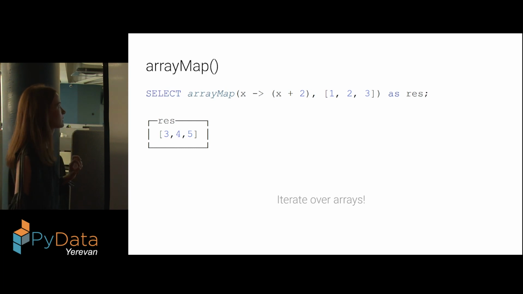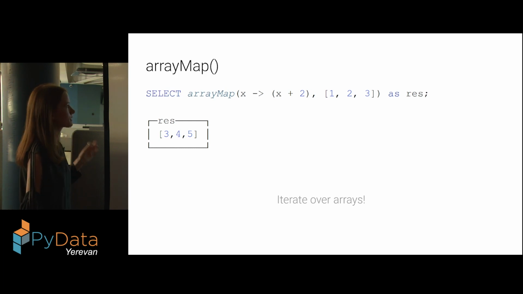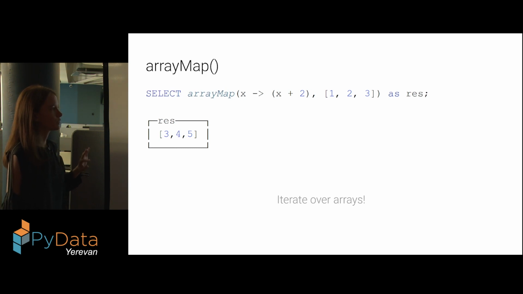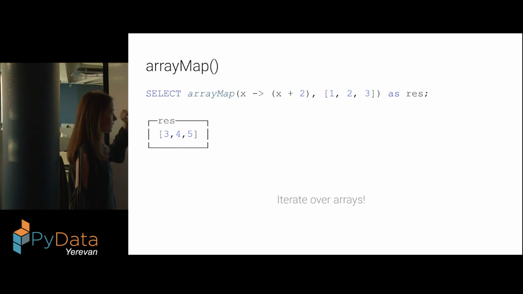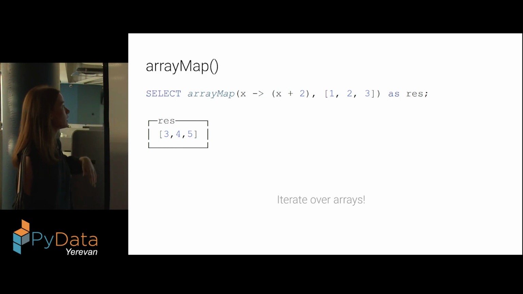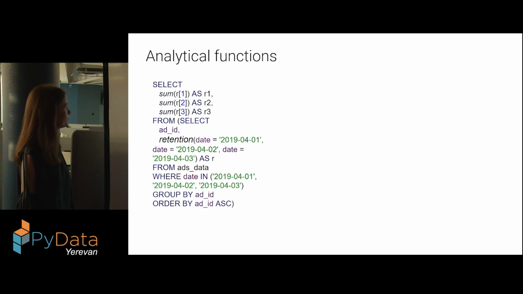Also, ClickHouse has array map, and it is similar to a for each loop in Python, probably. So you can set up a variable, and for each variable in an array you will add 2, and in the result you will have each number in this array with +2.